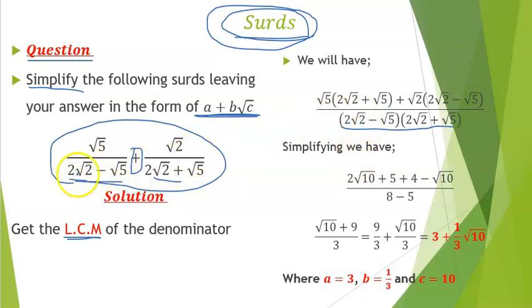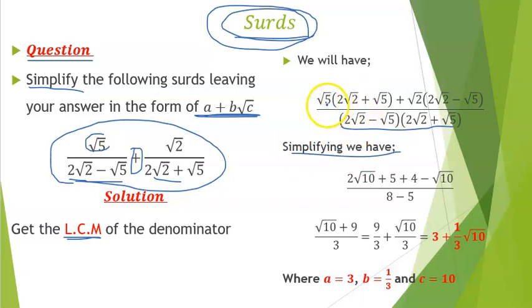Now, once we know this, we can divide the first one by the LCM, and we realize that 2 root 2 divided by this LCM, and then we multiply by this root 5, we are going to get root 5 into 2 root 2 plus root 5. Then plus, if we divide this by the LCM, we get root 2 into 2 root 2 minus root 5. Once we have this, we can simplify and expand it.